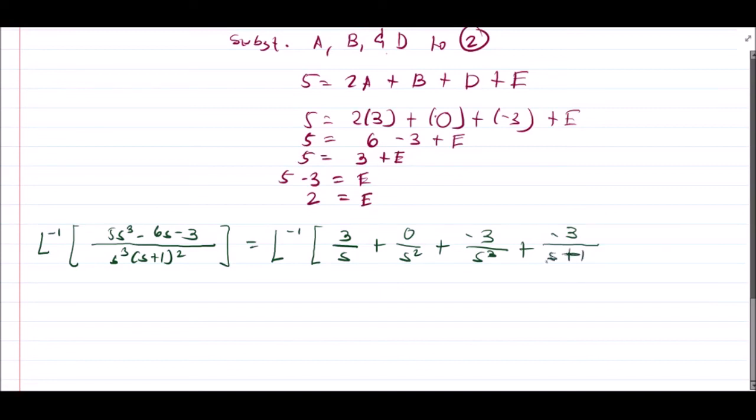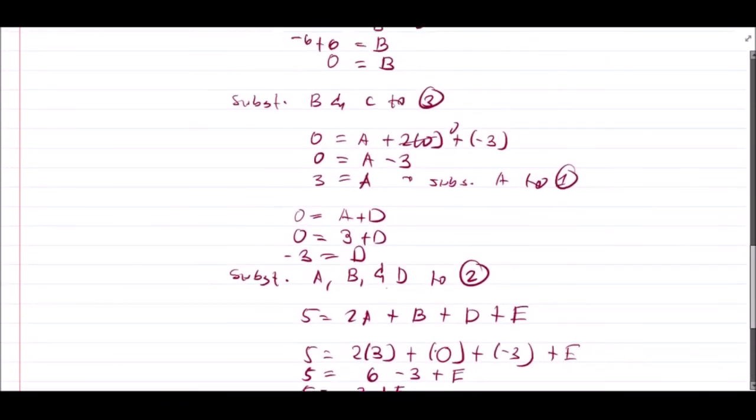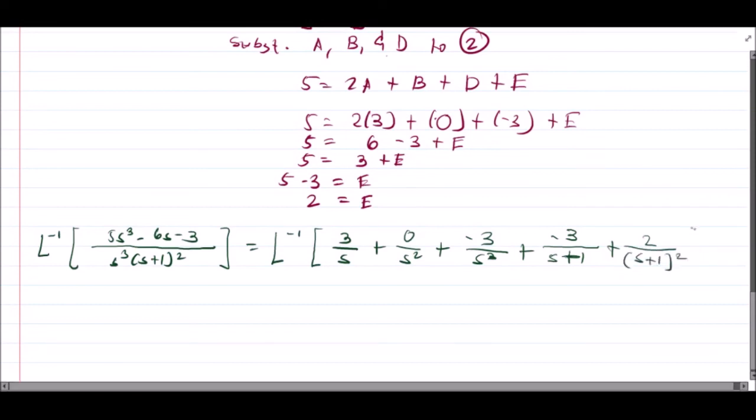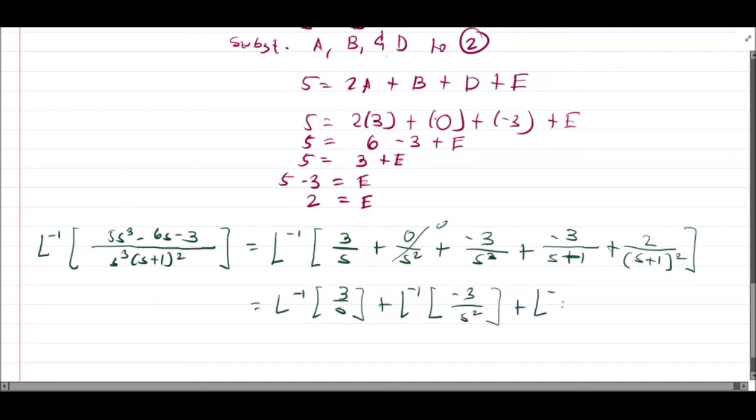Okay, then we have plus e over s plus 1 squared, where our e is equal to 2, so 2 over s plus 1 squared. So we could use one of the properties of the inverse Laplace to transform this individually. We have the inverse Laplace of 3 over s, plus the inverse Laplace of this one, which is already 0, so we need not consider this one because it is just 0. Then negative 3 over s cubed, plus the inverse Laplace of negative 3 over s plus 1, plus the inverse Laplace of 2 over s plus 1 squared.